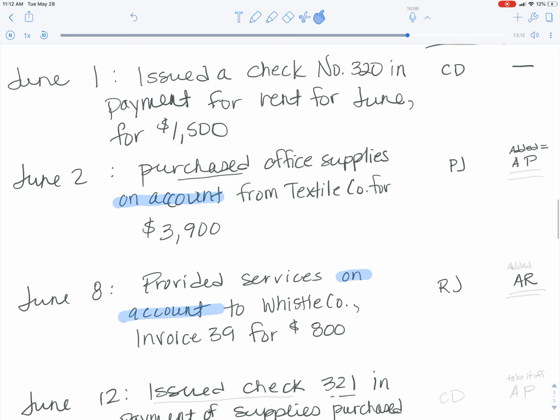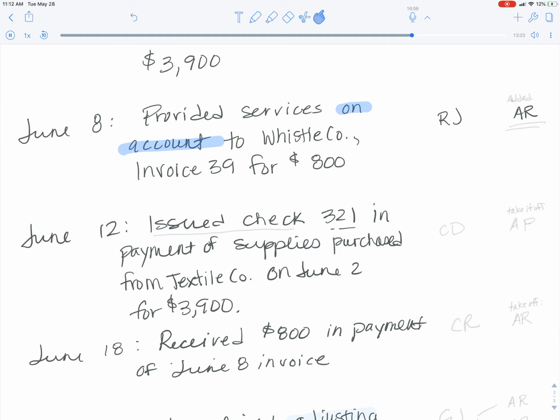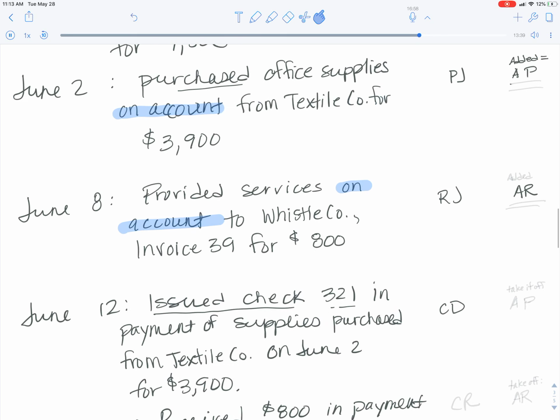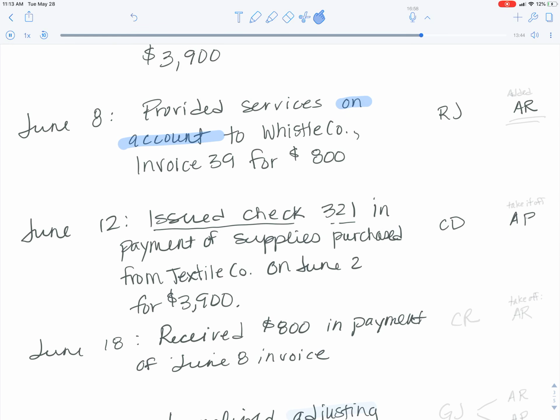On June 18th, we received $800 in payment of our June 8th invoice. So here on June 8th, we said we'll receive that money later, so we added it. And then now we've received it. So not only are we going to have to hit our cash receipts journal because we've received some cash, but we need to take our accounts receivable off the list, so it will affect our ledger.